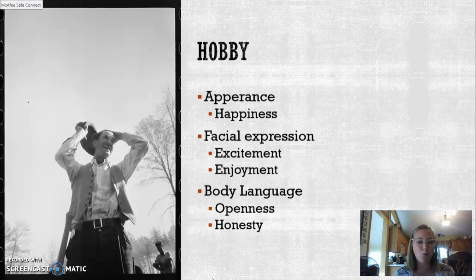His body language is open. He looks like an open, honest man that you can go up to and talk to and have a conversation with and enjoy it.